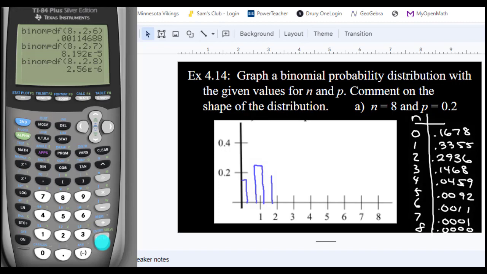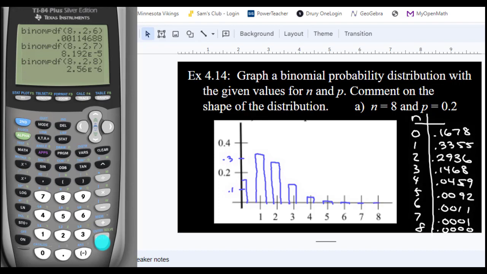Oh wait, that 0.33 is not right. Let me fix that. Because this would be 0.3 if we estimate that. So a little bit more than 0.3. And then 0.29 is almost up to 0.3. And then 3 is 0.14, so here's 0.1. So 0.14 is going to be about halfway. And then 4 is going to be 0.04, which is almost a half, so that's going to be about right here. And then 0.01, that's getting very short, and then even shorter, and then basically nothing on those last two.